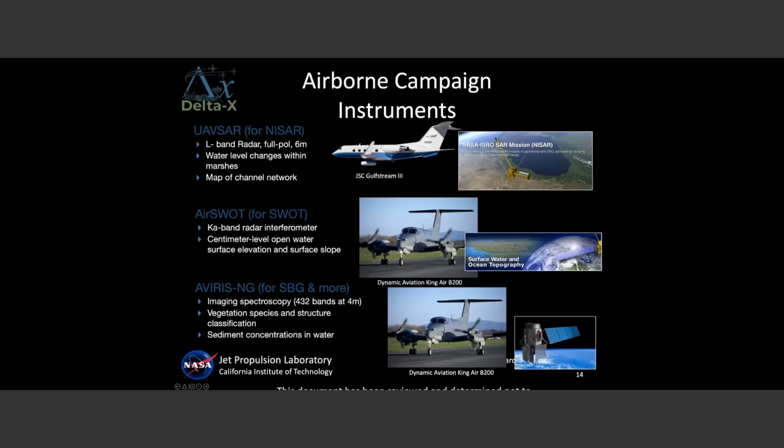Then we have this third instrument, which is an imaging spectrometer. This is AVIRIS-NG, and this one has 2 purposes. One is to look at vegetation structure, and the other one at sediment concentration in the water column in the channels.